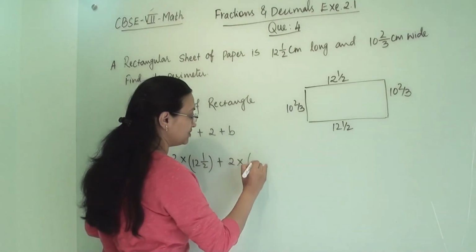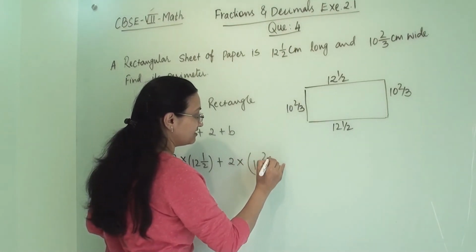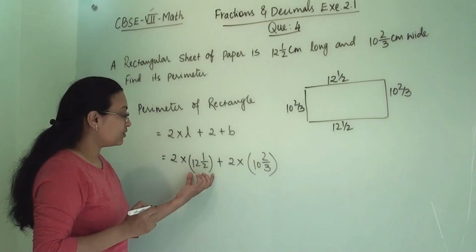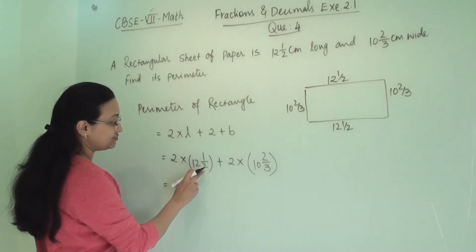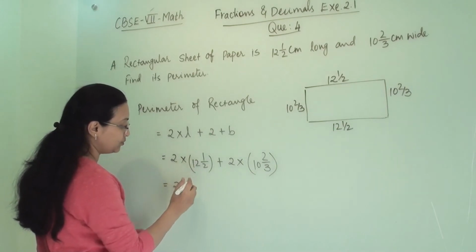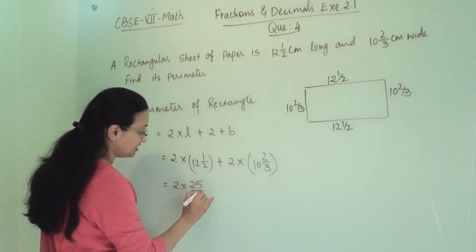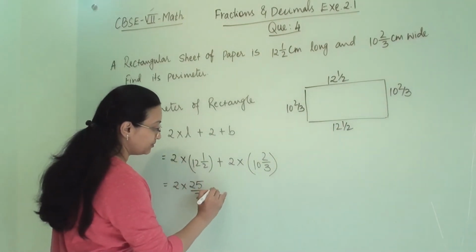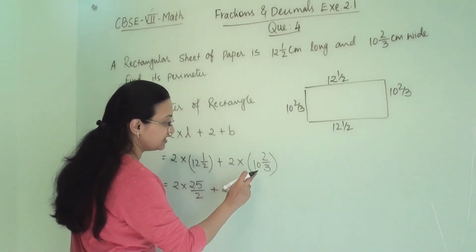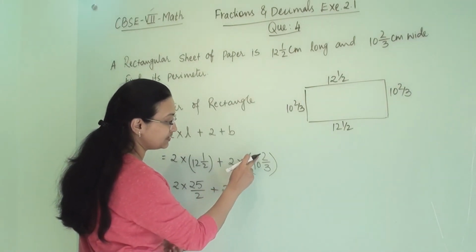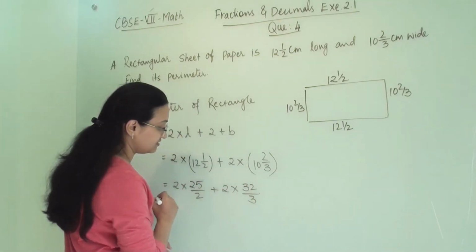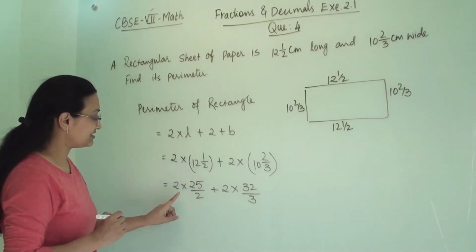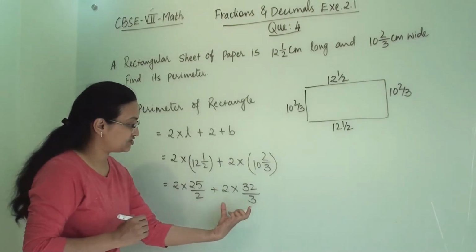So it is going to be 10 2 by 3. Now let us convert this. So here 2 into 12 into 2, 24 and 1, 25. 25 by 2 plus 2 into 10 into 3, 30 plus 2, 32. 32 divided by 3. Now let us solve this multiplication first.